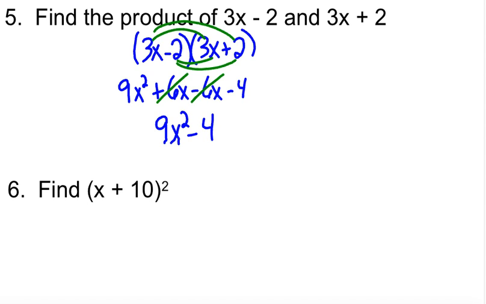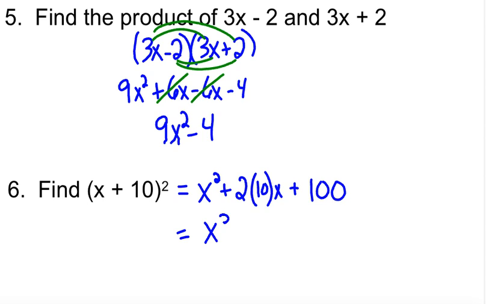On number 6, again, you can FOIL it out. I'm going to show you this way with the shortcut first, and then I'll FOIL it. So with the shortcut, I know it's going to be the first thing squared and the last thing squared. And then my middle term is going to be 2 times the 10 times the x. And since it's plus, they're all plus signs. So this is going to be x squared plus 20x plus 100.